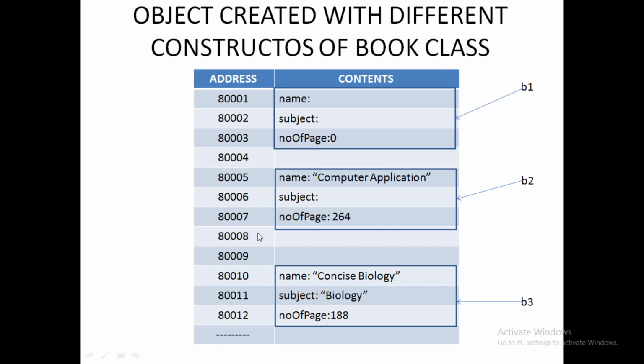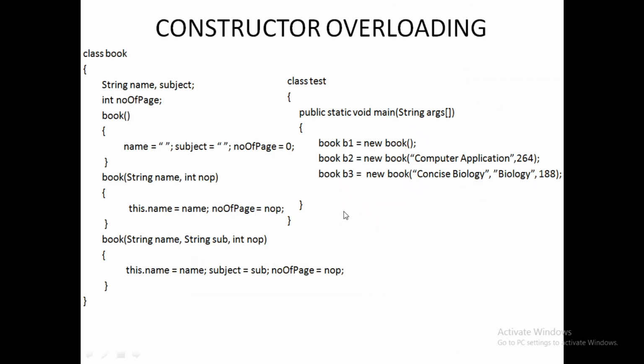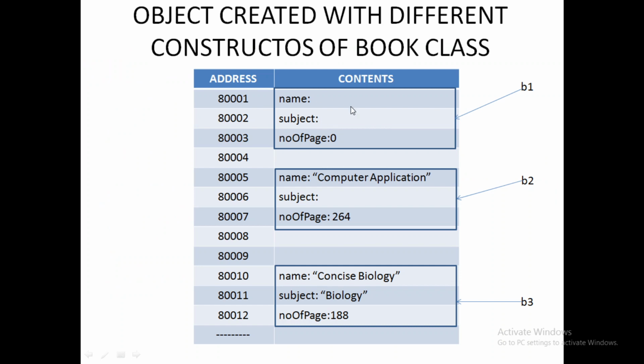This is a virtual or pictorial representation of the computer main memory whenever an object is created. Three objects I have created here for the book class: B1, B2 and B3. The first one uses the default constructor, where the string instance variables are initialized with a blank string and the int instance variable is initialized with 0, as is the case here for B1. As you can see, name and subject do not have any value and number of pages only contains 0.